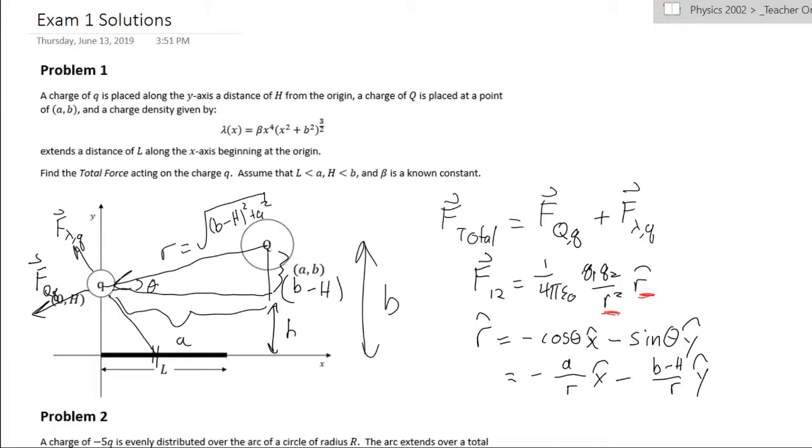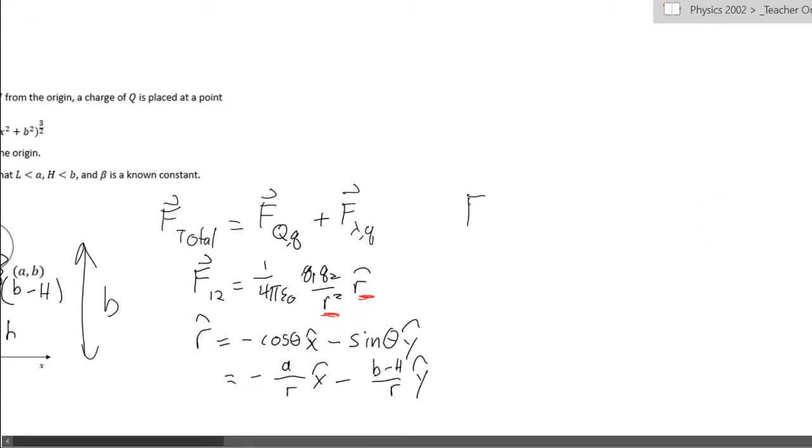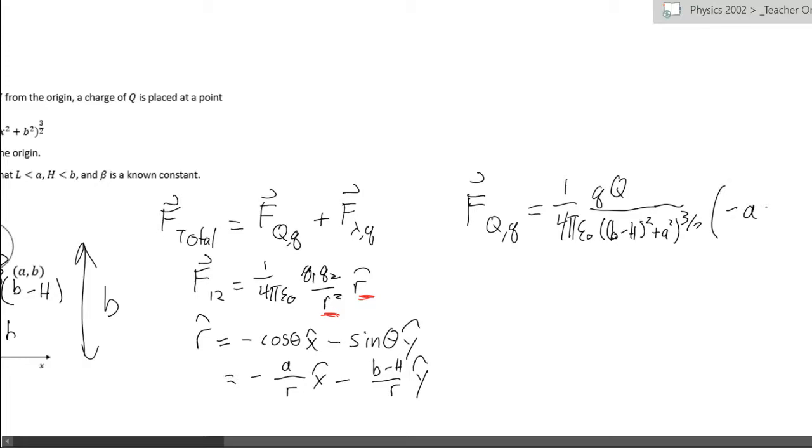So we can say that cosine of theta is going to be equal to the adjacent, which is going to be A, divided by the hypotenuse, which is R, times x hat, minus the sine of theta, which is going to be the opposite, which is going to be B minus H divided by R times y hat. So what we can see then is, moving over here, that F vector Q comma Q is going to be equal to 1 over 4 pi epsilon naught lowercase q times capital Q divided by R cubed, which is going to be B minus H quantity squared plus A squared to the 3/2, although it doesn't matter because it's squared, times negative A x hat minus B minus H times y hat. Okay, so that's the first force that we need to find here.